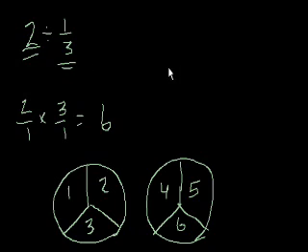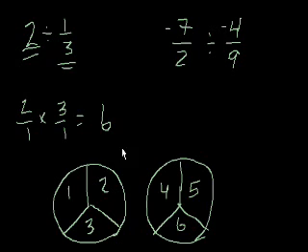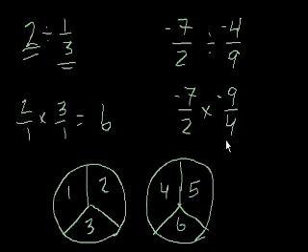I always do one more just to tire your brain. If I had negative 7 over 2 divided by 4/9, let's make it negative 4/9. Well, that's the same thing as minus 7 over 2 times minus 9 over 4, right? I just multiplied by the inverse of negative 4/9. Negative 7 times negative 9 is positive 63. And 2 times 4 is 8.